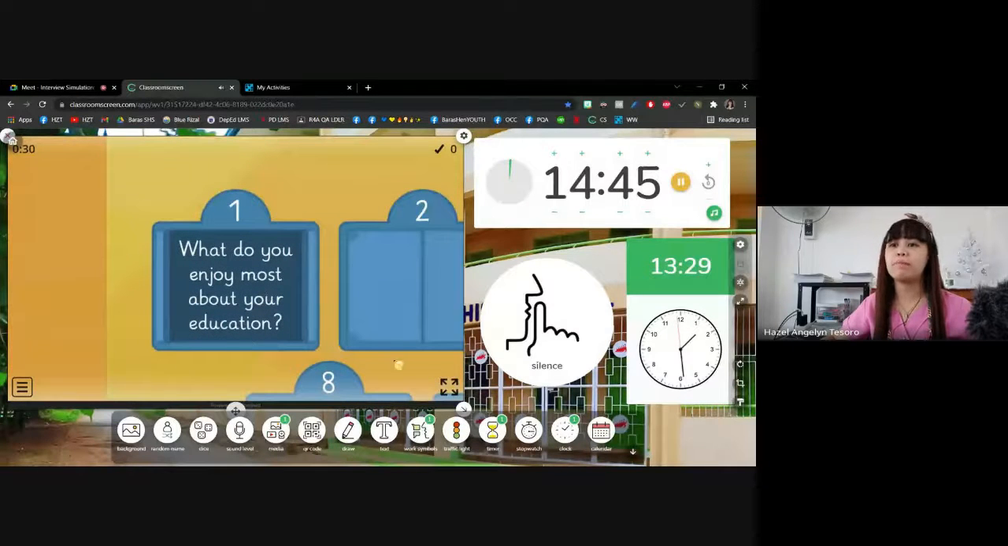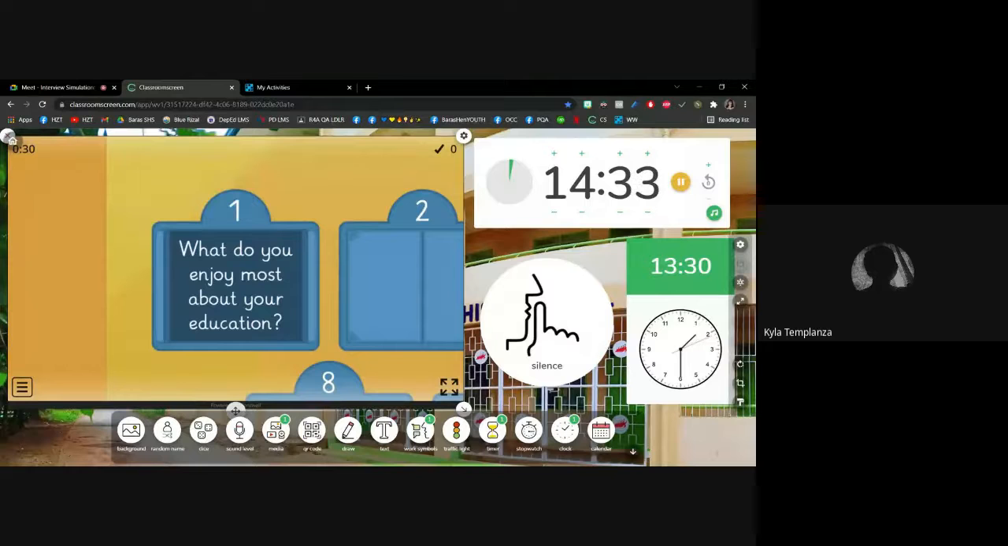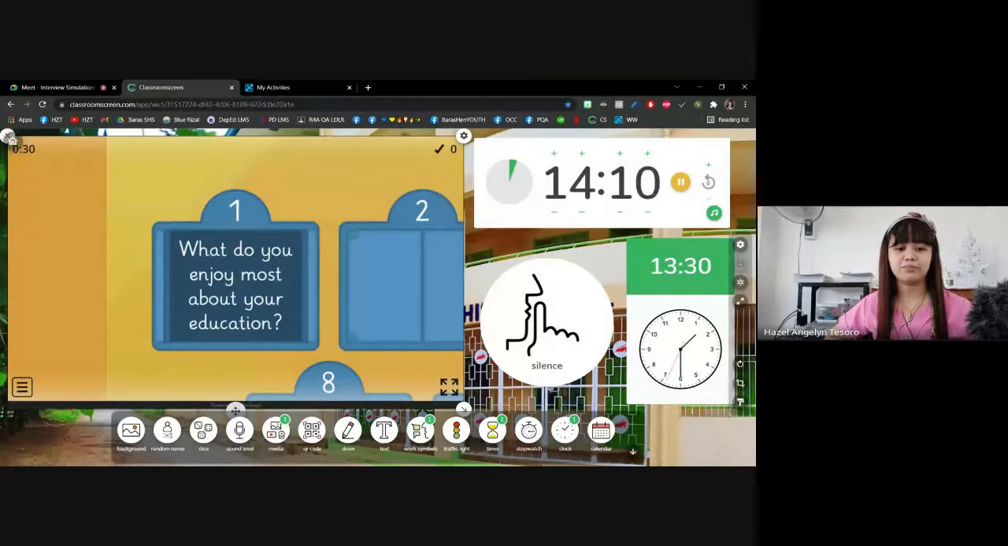What do you enjoy most about your education? Wait lang po. It's okay. Mga yung may knowledge po. Okay. Sharing my knowledge po to other student or my fellow student. Okay, would that be all, Kyla? Thank you, Kyla. Okay, so you enjoy most about your education is sharing your knowledge with other people.